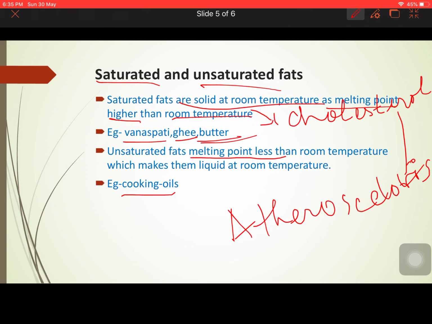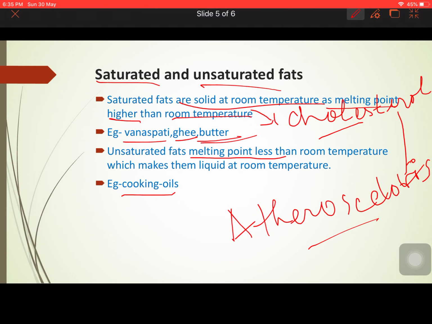So what are the unsaturated fatty acids? They are all vegetable oils: mustard, groundnut, sunflower oil, peanut oil. Everything is an unsaturated fat example. Saturated fats get converted to cholesterol very fast, and that leads to atherosclerosis, which is a disease where the thickening of the walls of arteries happens. So is it clear to everyone?